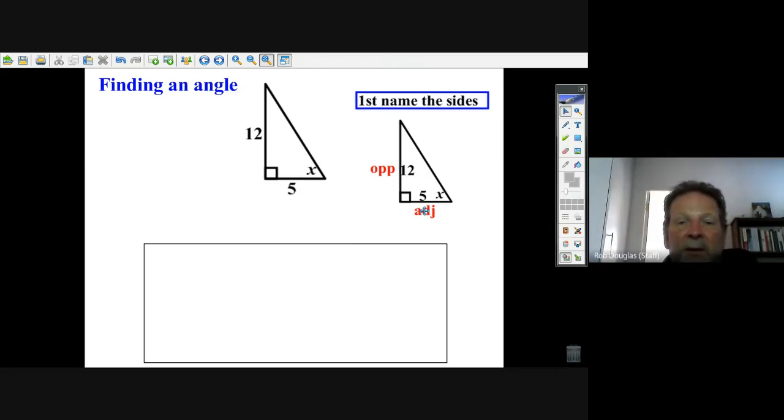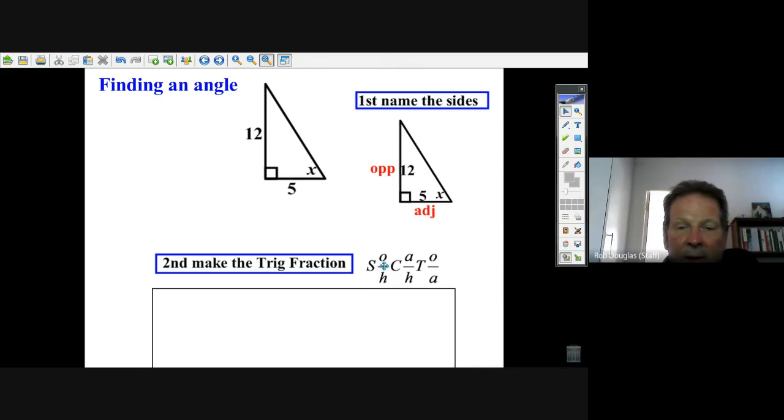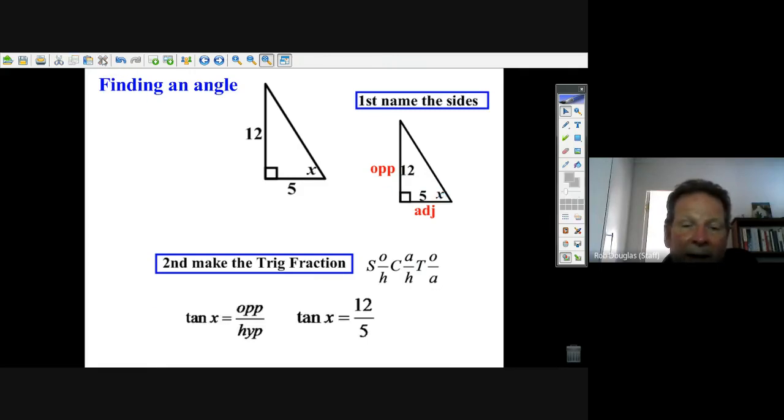Now you've got this thing, SOHCAHTOA. There it is, SOHCAHTOA. Opposite and adjacent, that's T, that's tangent. So I can make an equation. I can make the trig fraction. Watch what it looks like. All I do is go, the tangent of x is really just a fraction, which is 12 over 5. Tangent is opposite over adjacent, so the tangent of x is 12 over 5.